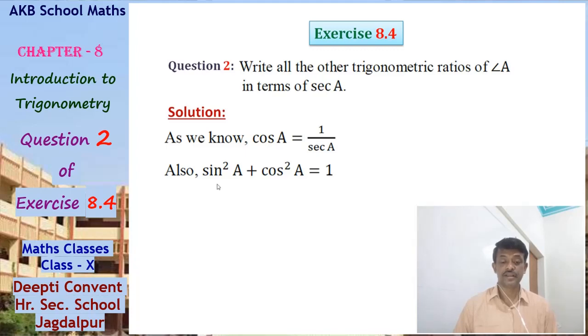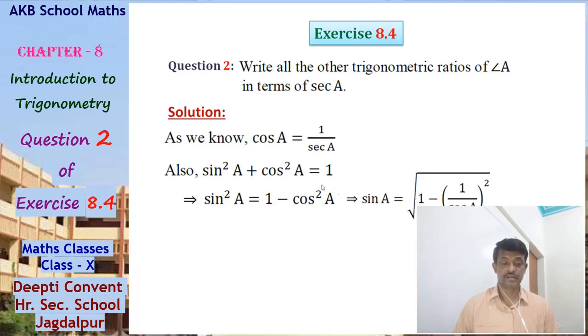From here, we can find the value of sin A. sin square A equals 1 minus cos square A. Now, cos A equals what? 1 upon sec A. That's why we can use 1 by sec A in place of cos A. So sin square A equals 1 minus 1 upon sec square A. And sin A equals the square root of this.